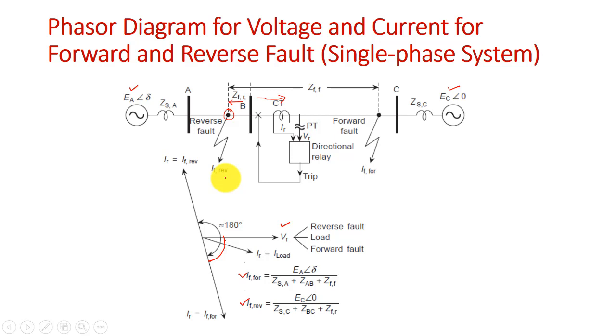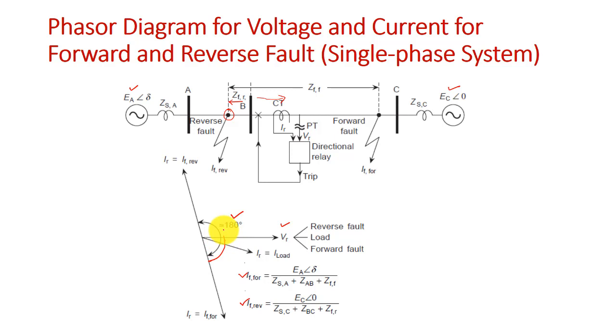So if we plot these fault currents in the reverse direction and forward direction, we'll see that there is a phase difference of approximately 180 degrees. So that means it is opposite to the forward fault current, right?